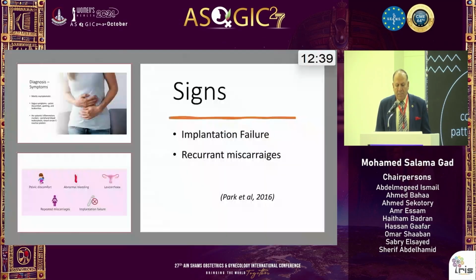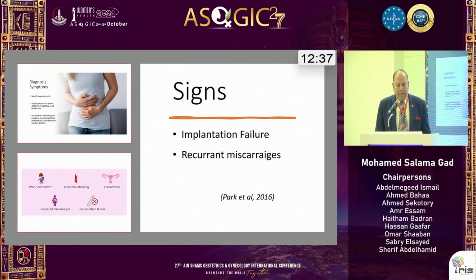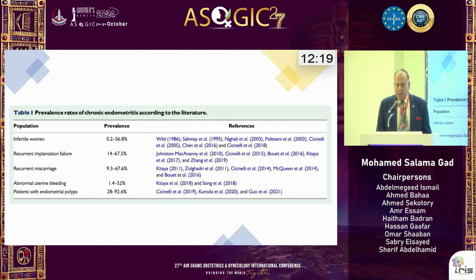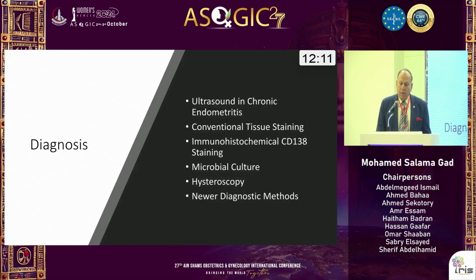What is the clinical picture? There may be nothing, or there may be pelvic discomfort, abnormal uterine bleeding, and leukorrhea. Regarding the fertility of the patient, there may be implantation failure and recurrent miscarriage, and the incidence of each of these clinical signs is illustrated in this table.